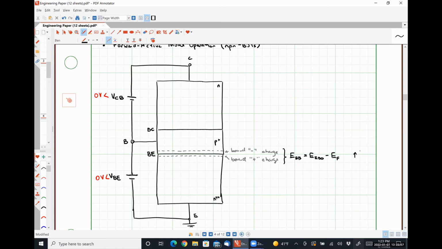Why is it going upward? Because it's directed from the positive charge to the negative charge. So that's why it's directed up. That's literally the reason. Positive charge is on the bottom, negative charge on the top, so the field is directed up.